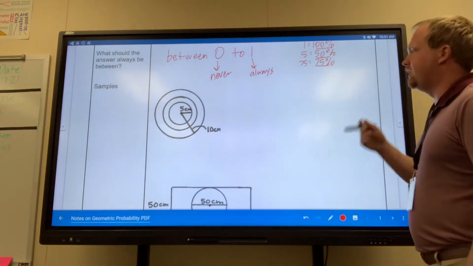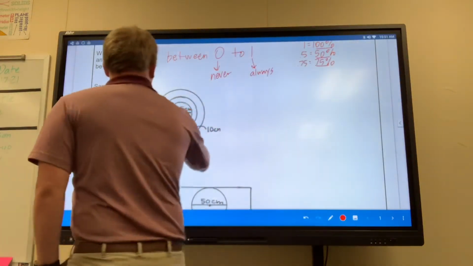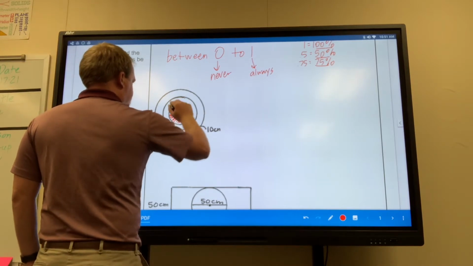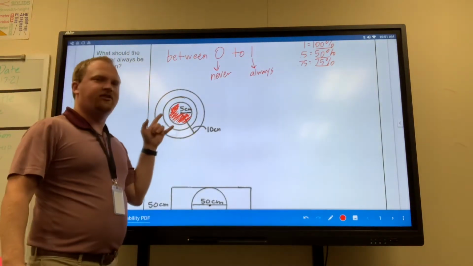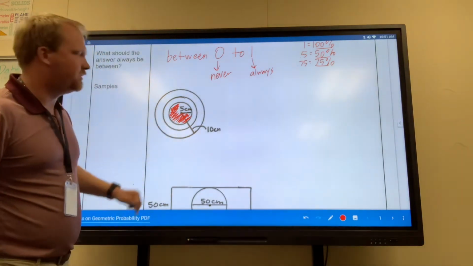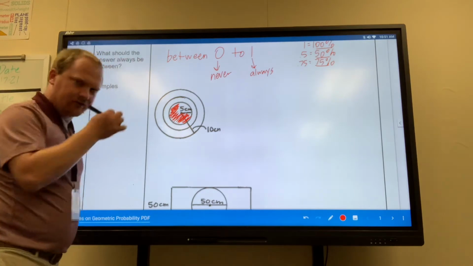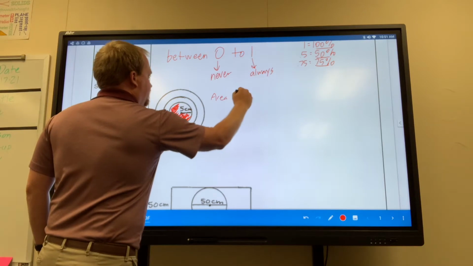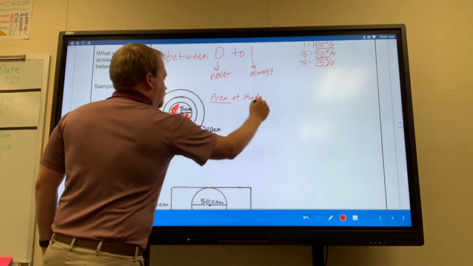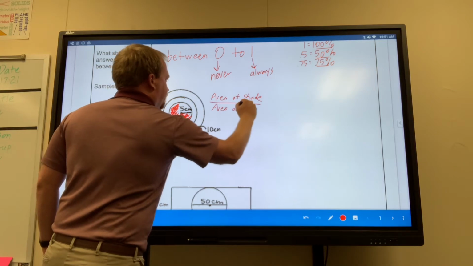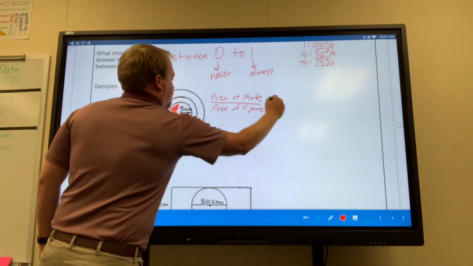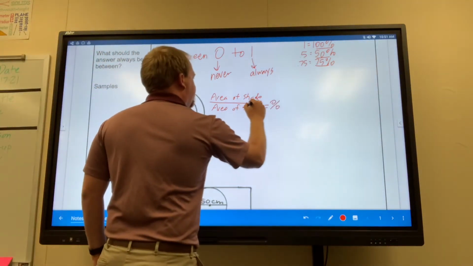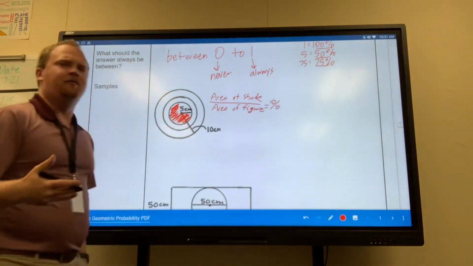So today I want to look at this area right here. What are the chances of landing in this spot right here, the bullseye to be exact? Well, there's two things we have to do. We have to find the area of the shade over the area of the figure, and that will give us our percentage. So we find the area of the shade that we're looking at over the area of the figure.